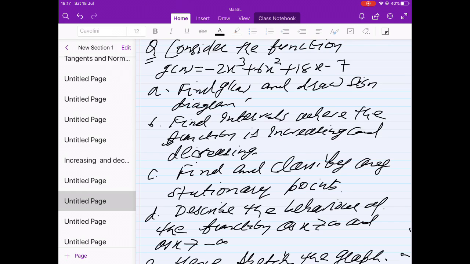Consider the function g(x) is equal to negative 2x cubed plus 6x squared plus 18x minus 7. Part A. Find g'(x), the gradient function, and draw a sign diagram. Find intervals where the function is increasing and decreasing. Find and classify any stationary points. Describe the behavior of the function as x approaches infinity and as x approaches negative infinity.